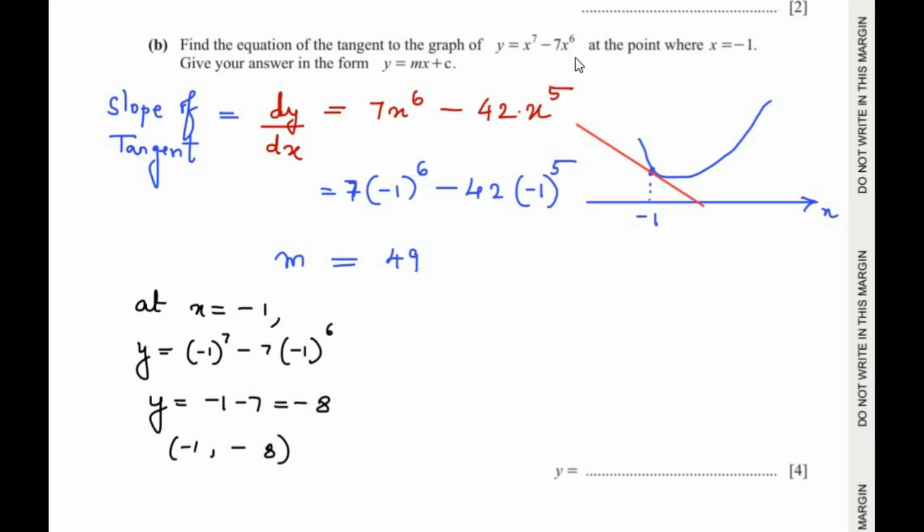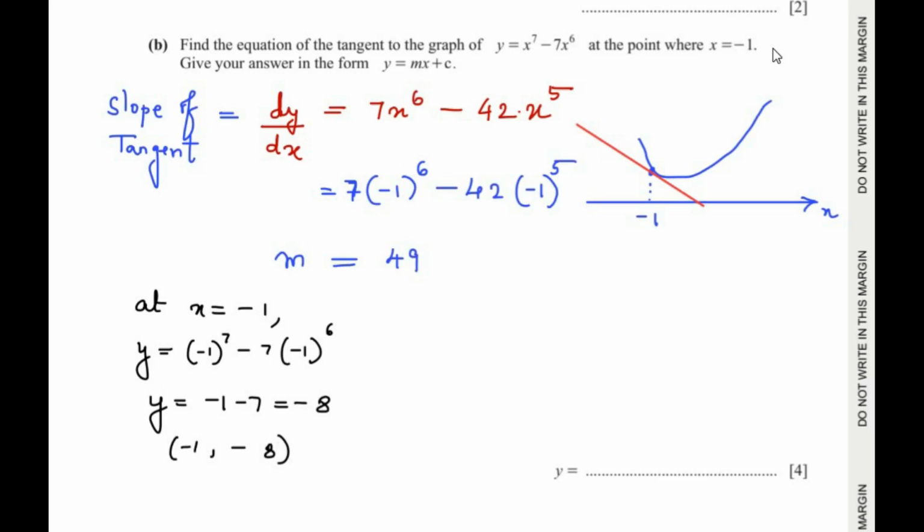So we have got the coordinates now: when x equal to negative 1, we get the value of y as negative 8. Now in this equation, since we are trying to get the equation of the tangent, we have the value of y as negative 8 and we have the value of m as 49.